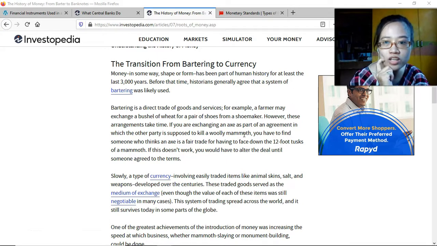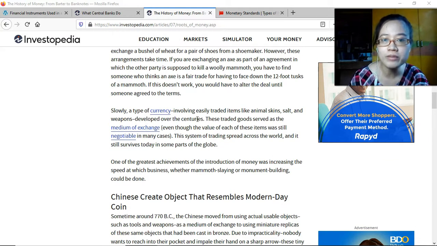If you're exchanging an axe as part of an agreement in which the other country is supposed to kill a woolly mammoth, you have to find someone who thinks an axe is a fair trade for having to face down the 12-foot tusk of a mammoth. If this doesn't work, you would have to alter the deal until someone agreed to the terms. So it's going to be a lengthy discussion, negotiation. Slowly, a type of currency involving easily traded items like animal skins, salt, weapons, developed over the centuries. These traded goods served as a medium of exchange, even though the value of each of these items was still negotiable in many cases. Because again, since they're still using things, commodities, some people would place great importance on it, but others would not find it as valuable, right?